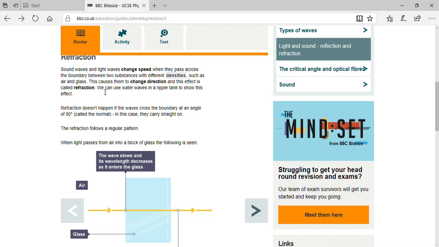So why will you decrease the speed? Because the density of water is greater than the density of air. So basically you have to understand that any change in speed or change in direction of light waves or sound waves will be with respect to the different densities of different liquids or matter. Clear?